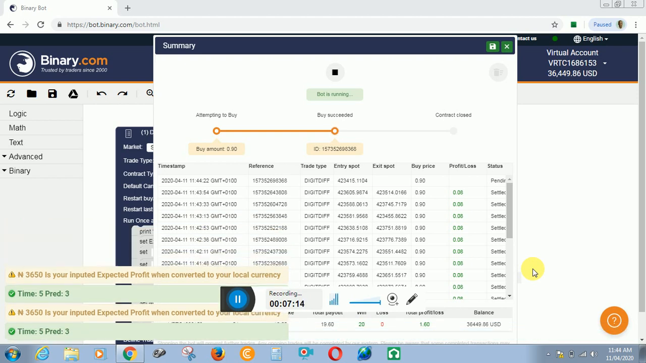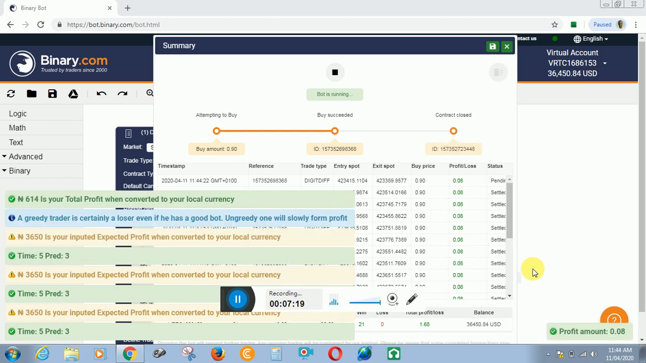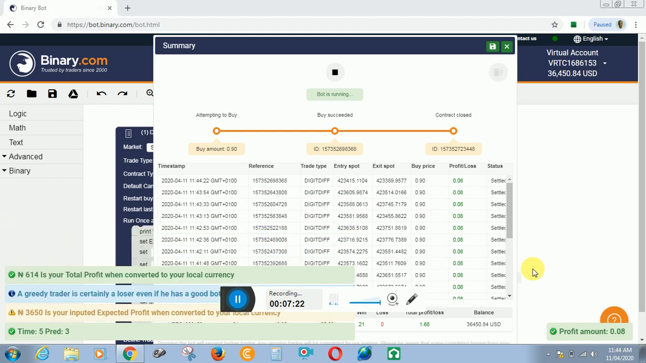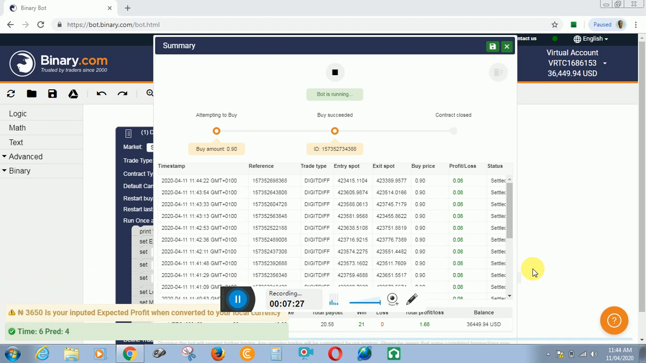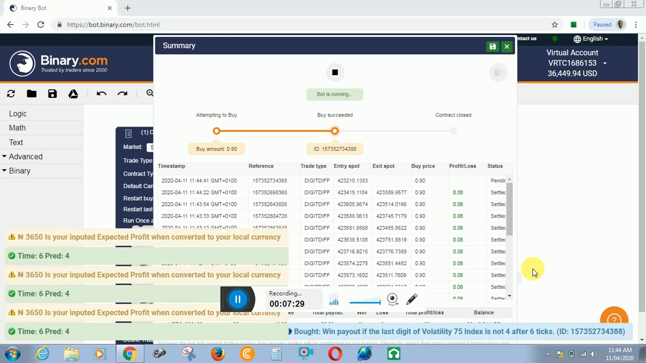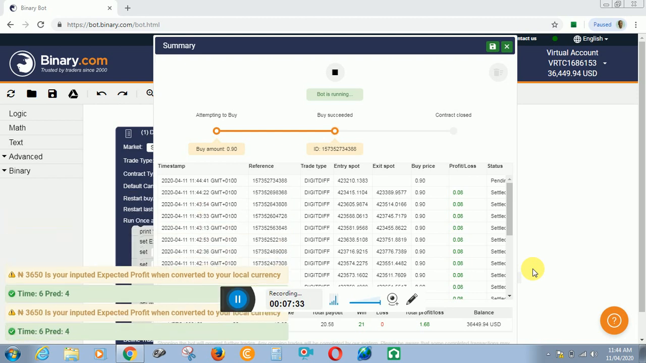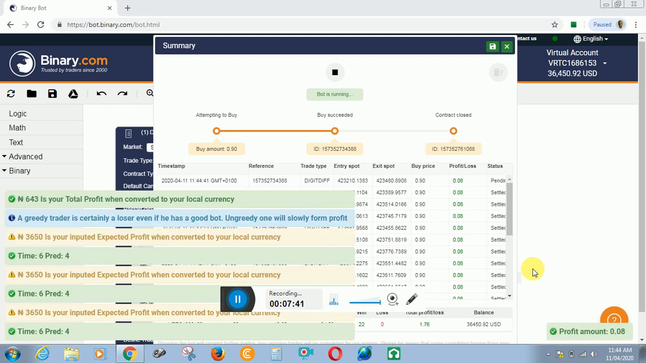So that's why we always update our bot so that it can go against the binary.com update. Binary.com normally update their sites regularly, periodically. So in order to prevent losses caused by binary.com, we try to update our bots regularly so that we can go against them. And this is what we are trying to do so as to achieve a maximum result.